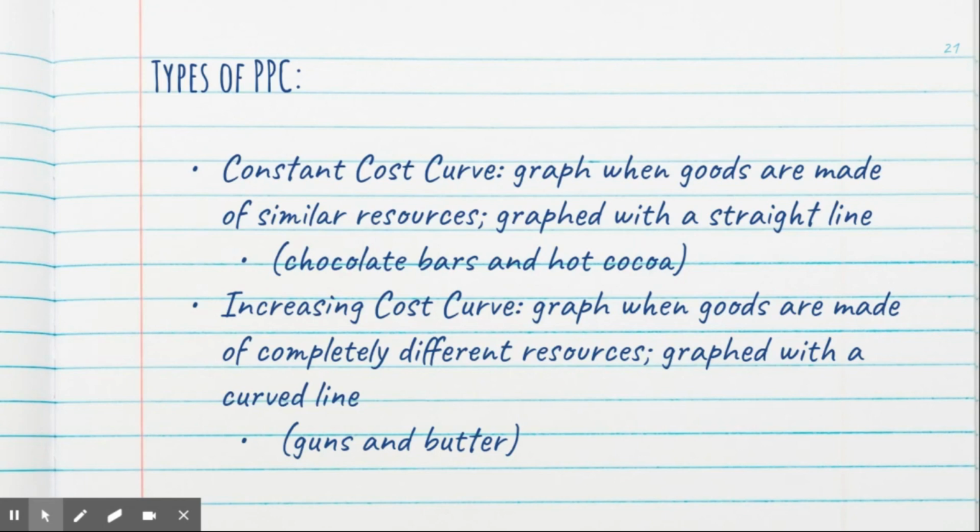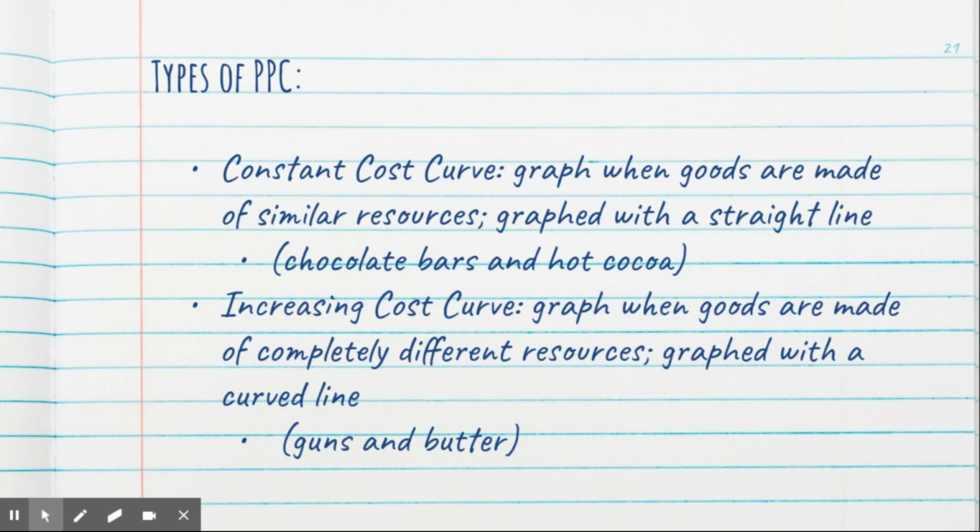There are two types of PPCs that we're going to be looking at. Again, PPC stands for Production Possibility Curve. The first type of PPC is a constant cost. Constant. It is a constant line, okay? It is a graph that economists make when goods are made of similar resources, and it's a straight line graph. I'm going to show you an example here in a minute.